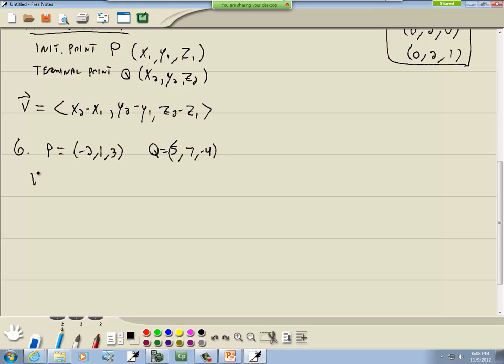So our vector, we're going to take our x values, subtract them. Again, this is x1, y1, z1, and this is x2, y2, and z2. So we got 5 minus a -2, we got 7 minus 1, and we got -4 minus 3. Negative negative becomes positive, so we got 5 plus 2, which is 7. 7 minus 1 is 6. -4 minus 3 is -7. Okay, this is our position vector, but that's not how they want us to write it. They want us to write it in terms of i, j, and k. Now, these are unit vectors.